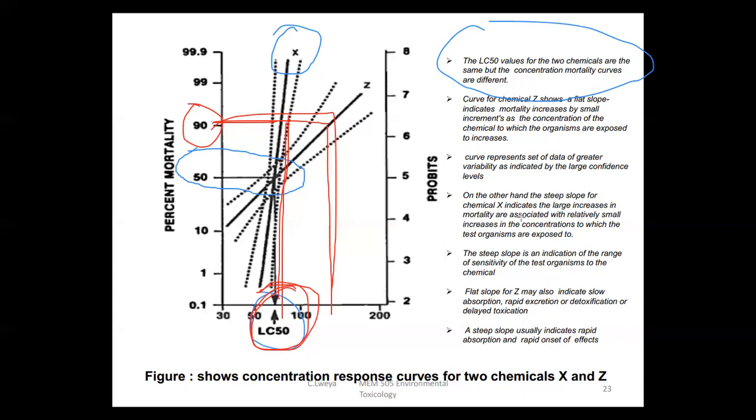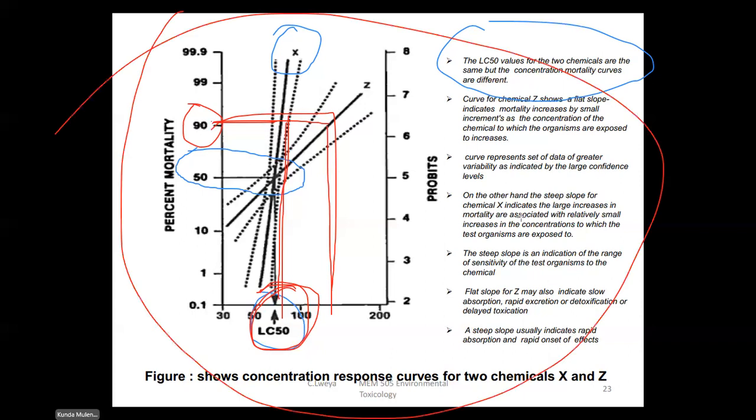So when they ask you to add comments on this, just say X is more deadly as compared to Z. However, the LC50 concentration percentage is the same, but at different points, when you administer the same amount of the chemical species on the organism, the adverse effects are different. That's what the graph is telling us.